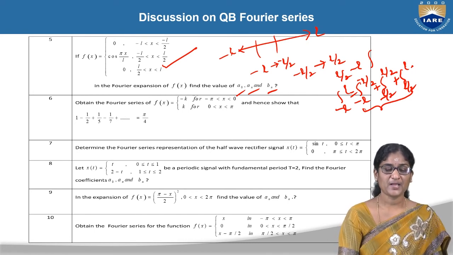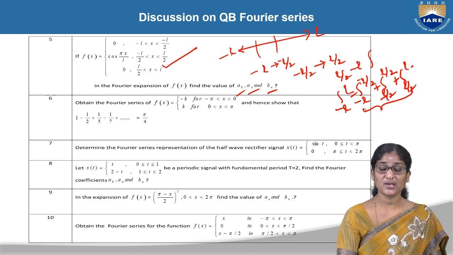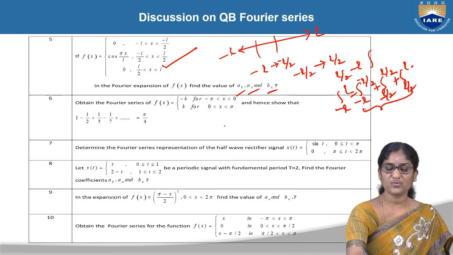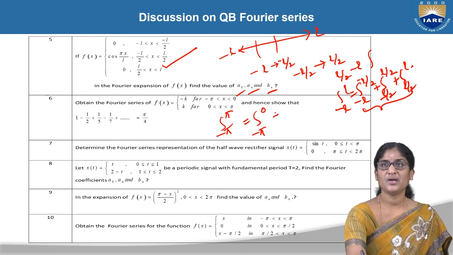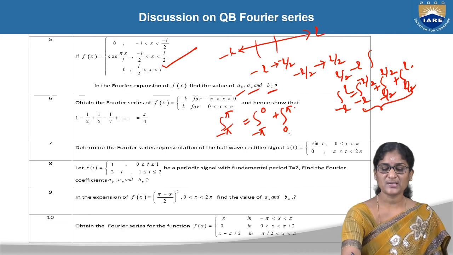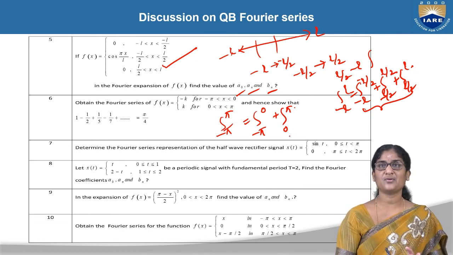Next, obtain the Fourier series of the function. Here only a constant is given, but the discontinuity is there at 0. So it becomes easy because the functional value is only a constant, minus k and k. The interval is minus pi to pi. At what point do we need to cut it? Minus pi to 0 and 0 to pi. We need to get two parts now, and in these two parts, we need to work out all three Fourier coefficients.